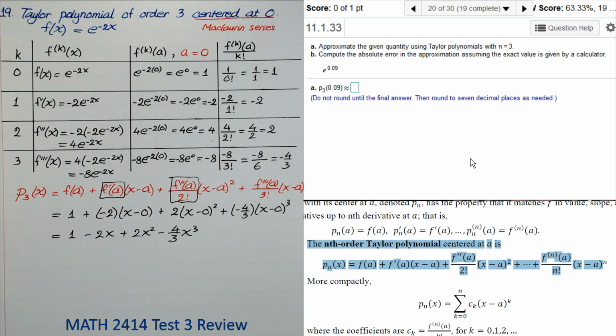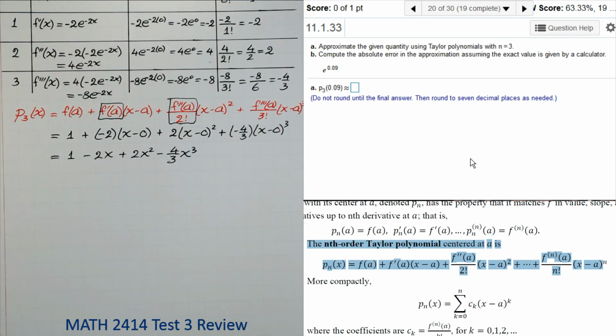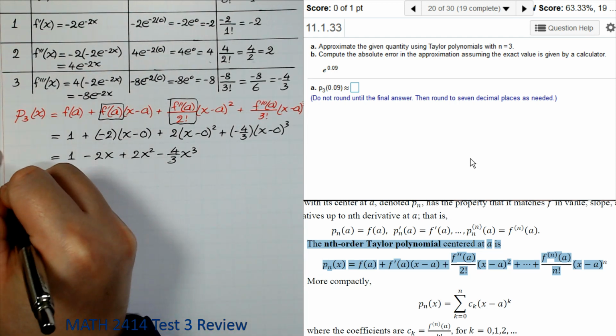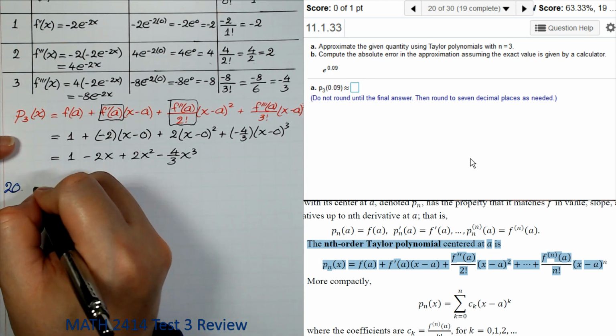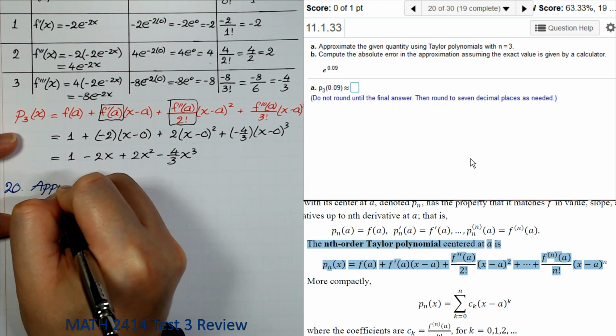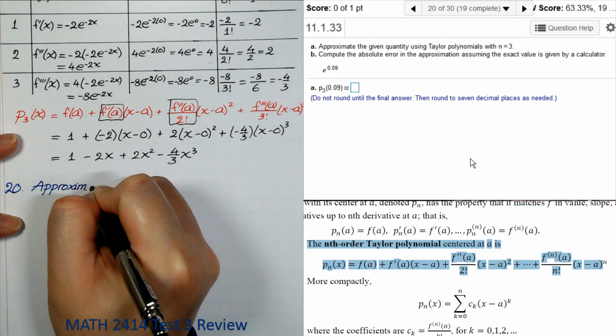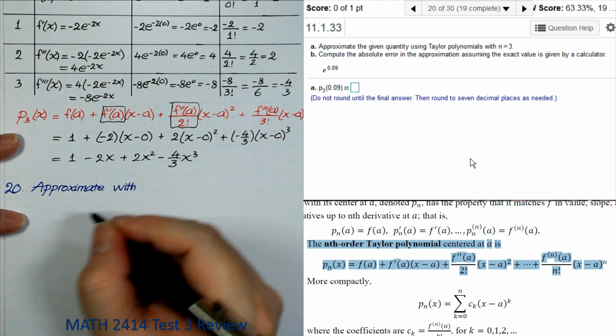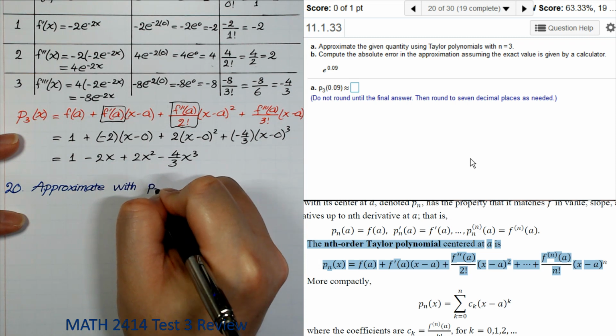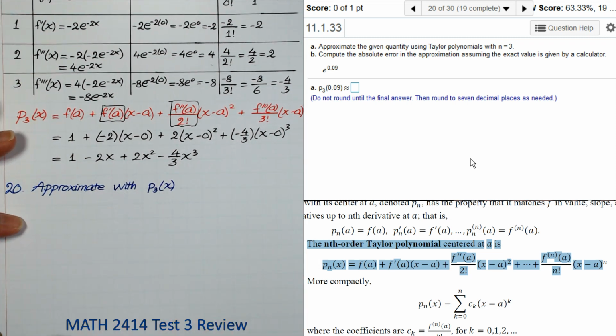Right. The next one is actually very convenient, because we couldn't do that. Have to go over it again. Next, approximate this using a Taylor polynomial with n equal to 3. So the Taylor polynomial of order 3, we just say P3 of x. And then compute the absolute error.